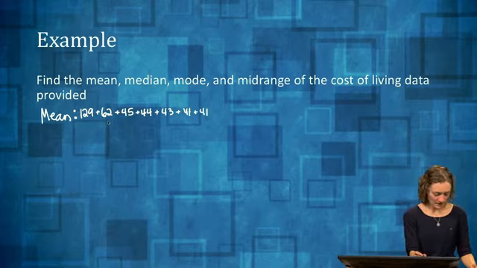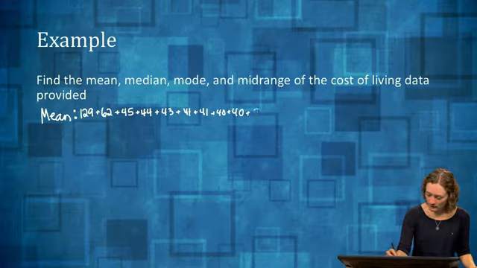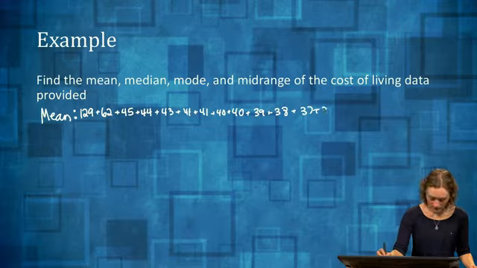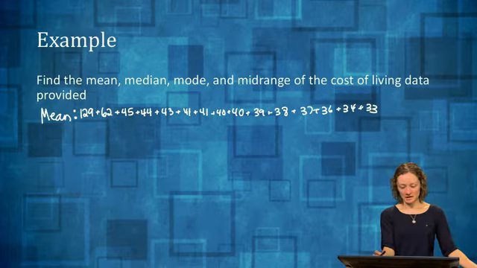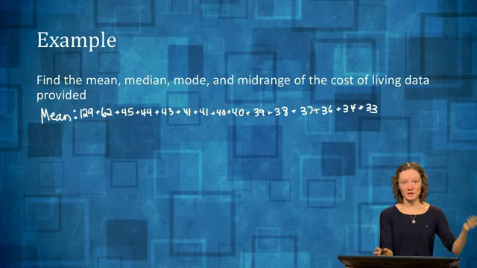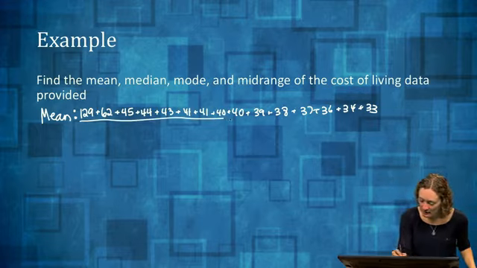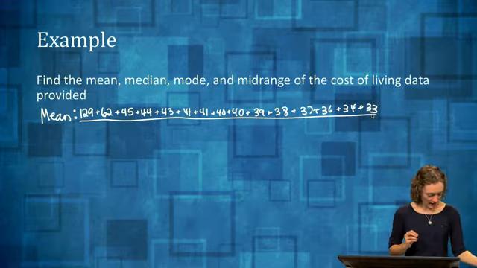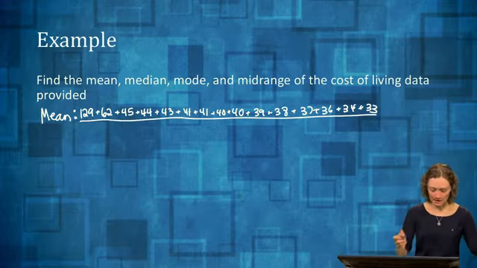So we have 129, 62, 45, 44, 43, 41, 41, 40, 40, 39, 38, 37, 36, 34, 33. Crazy to think there are some cities with cost of living at 33, which means so much less than New York. So add them all up and then divide by the total number of data pieces. In this case, we have 16 data points.